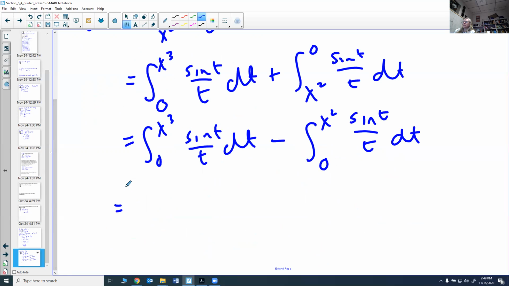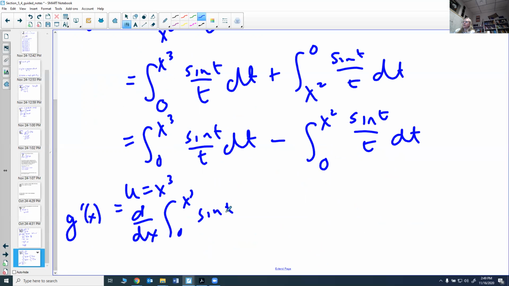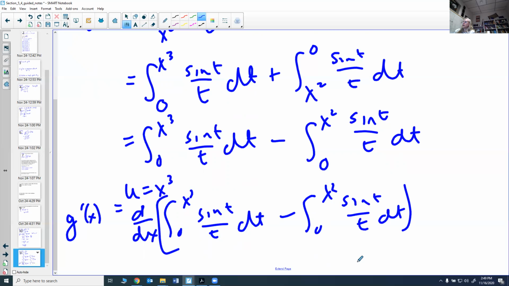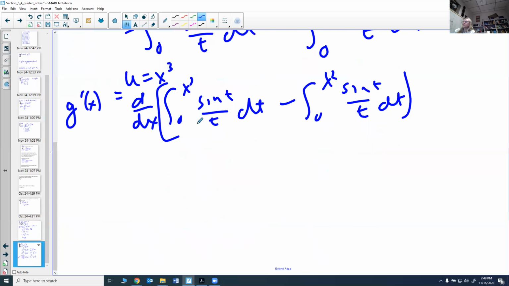Again, let's let u equal x cubed. We're going to do the derivative now, g prime. It's going to be the derivative with respect to x of the integral from 0 to x cubed of sine of t over t dt, minus the integral from 0 to x squared of sine of t over t dt. And then remember, you can do the integral of a difference. You can separate them into two separate integrals. We'll let u equal x cubed. I'll let v equal x squared.